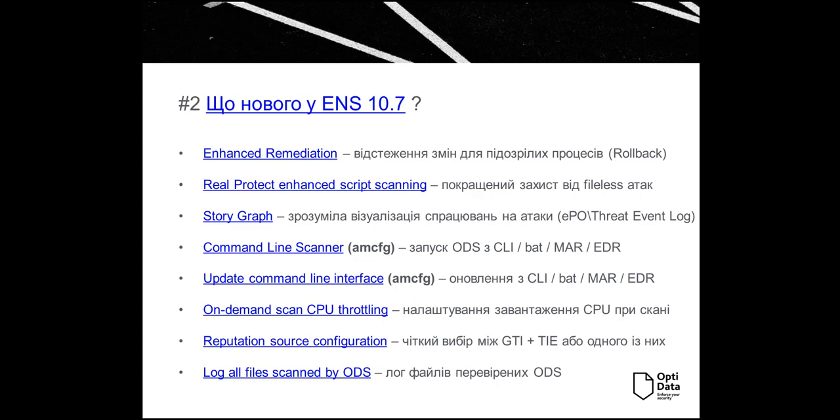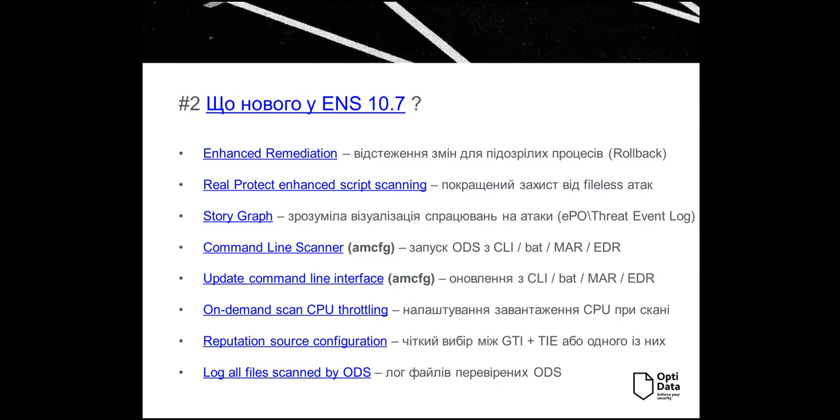Some customers who use ENS complain about hardware resource consumption during ODS scans. So McAfee decided to give us the possibility to choose what percentage of CPU the ODS scan will use. It's nice. Next one, reputation source configuration.